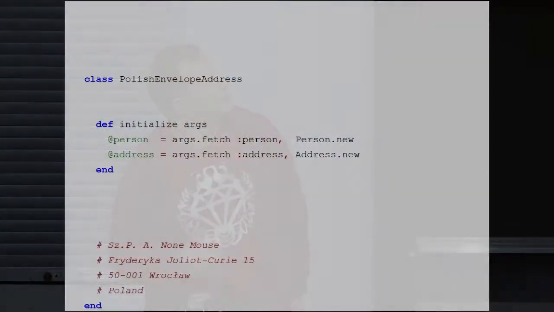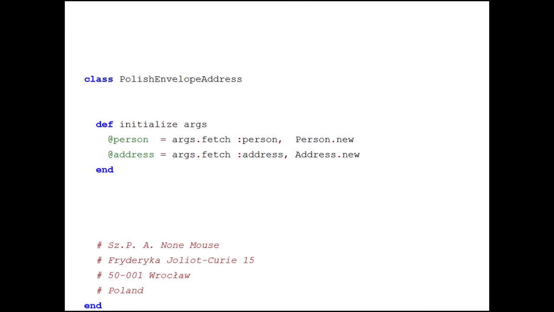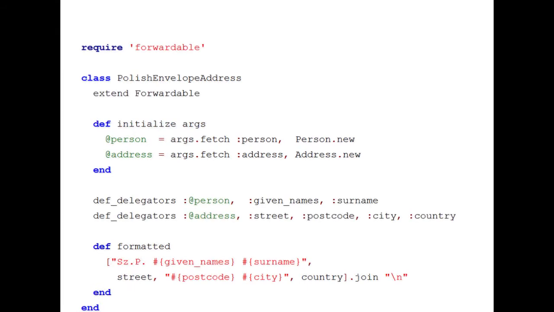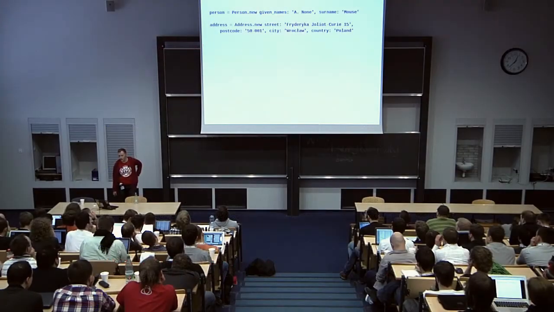And then we want to format it like this. So again, we create a simple formatter that calls given name, surname, street, postcode, city, and country on this object. And we do this by simply requiring forwardable and defining a couple of delegators. This is a very easy way to compose your objects into something that has all the features, or some of the features that you want of the objects that are below.